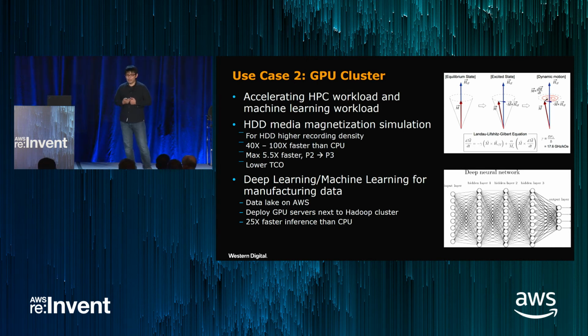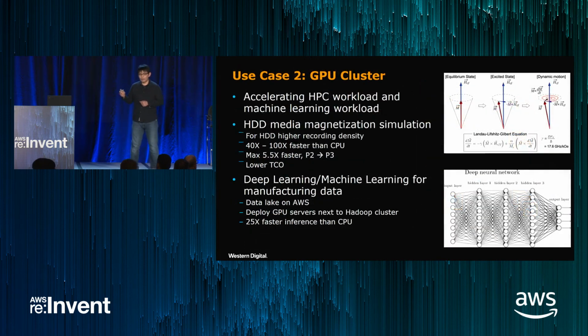For the deep learning area, we have a big data analytics platform on AWS, and we also have a petabyte-class data lake. To utilize that, we have deployed a deep learning inference server on top of the data lake. The inference on P2 instance is 25 times faster than on CPU.